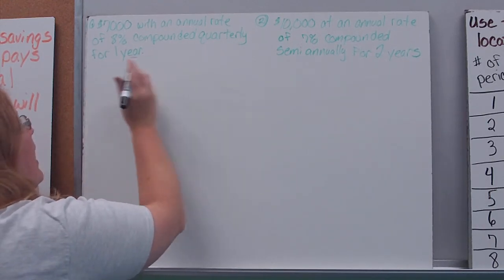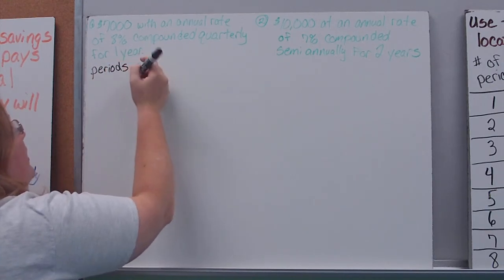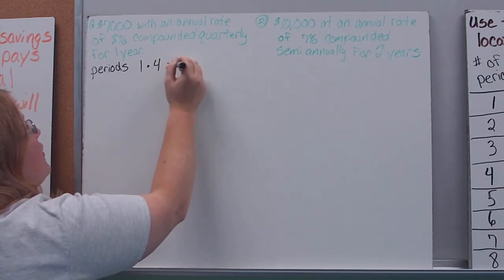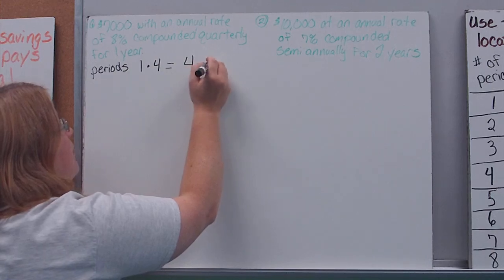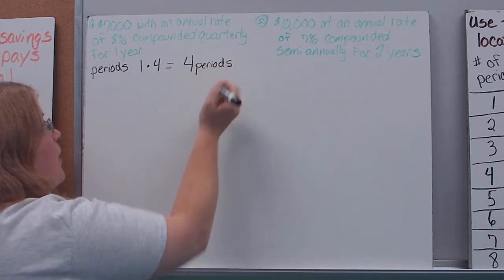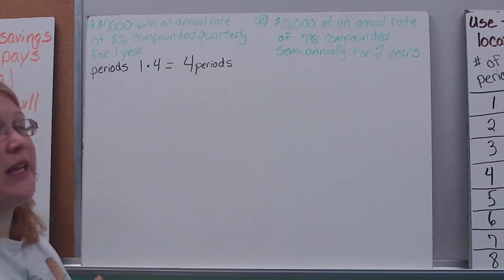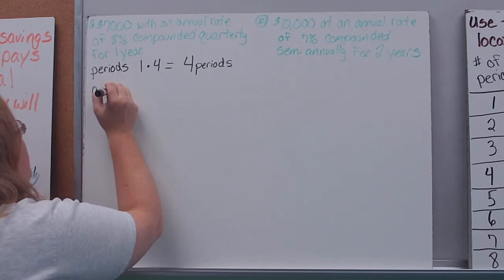So the first thing I want to calculate is my periods. How many periods am I going to have? I said it's 1 year, and it's compounded quarterly, which means 4 times a year. So I have 4 periods. Okay? Then I need to figure out my quarterly percentage rate. So what is my quarterly rate?